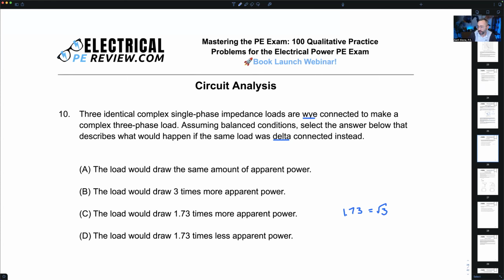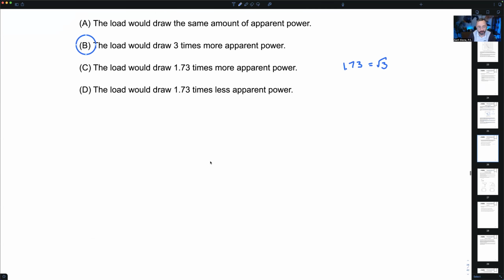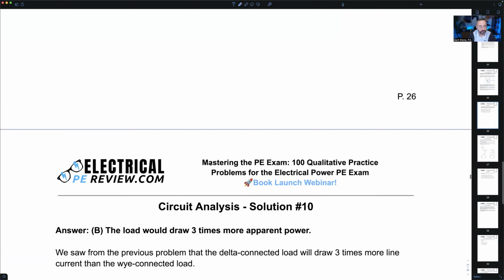All right, I'm seeing about a mix between A's and B's. Anyone else? Don't be shy. All right, here we go. The answer is B. The load's going to draw 3 times more apparent power. How do you figure?